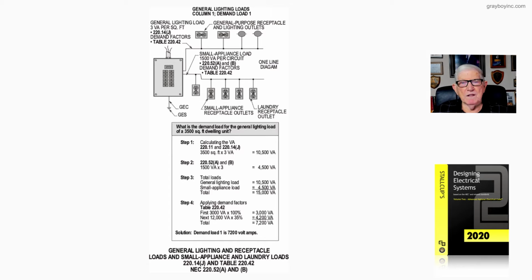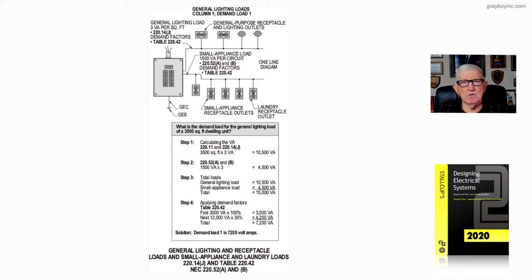Step 2, we need 3 small appliance circuits. 1 for the kitchen, pantry, dining room, and breakfast room. 2 there, excuse me. And then 1 for the laundry room. So that'd give us 3, so 3 times 1,500 is 4,500. Now let me call out one thing about step 2.